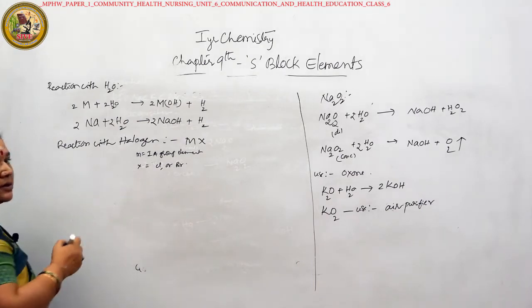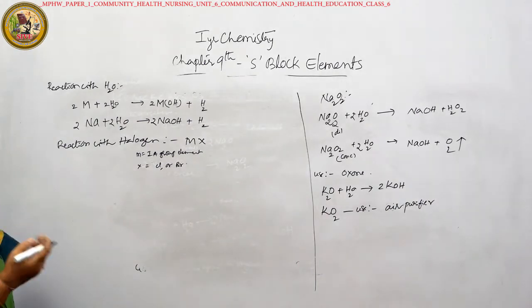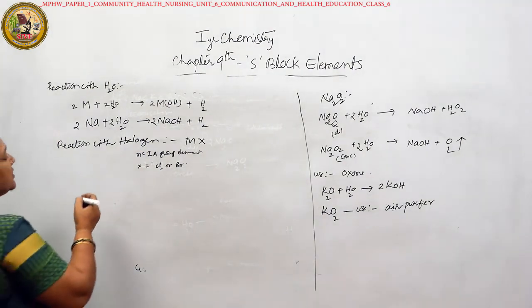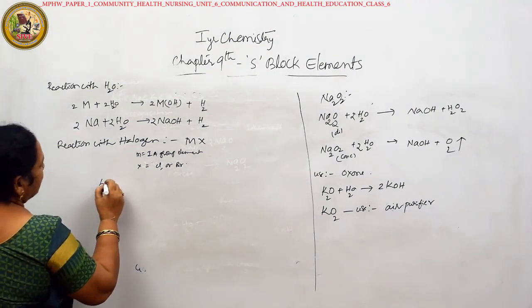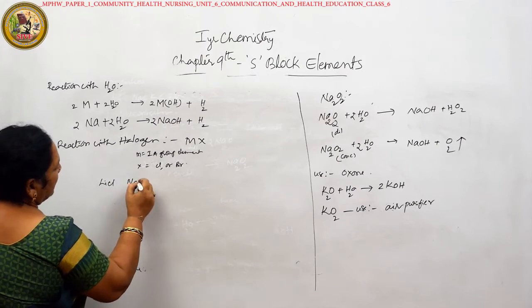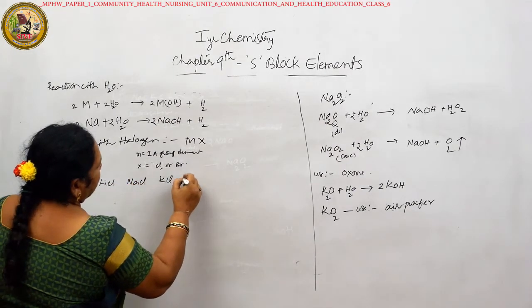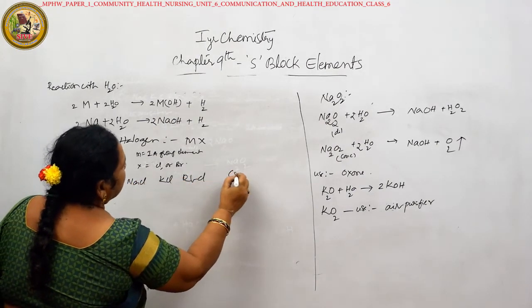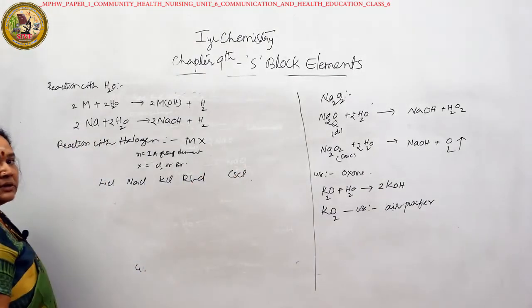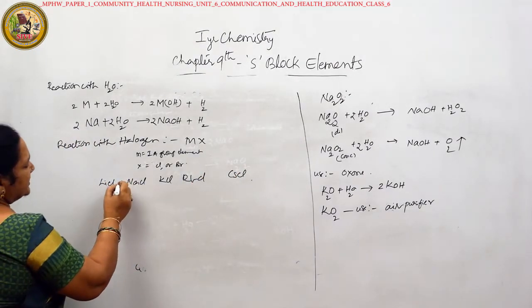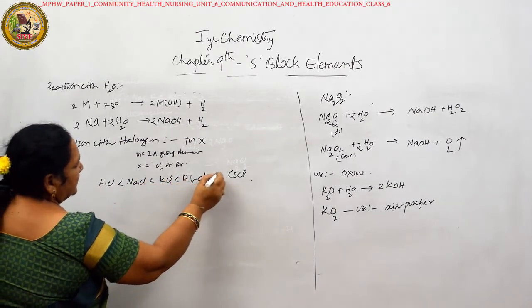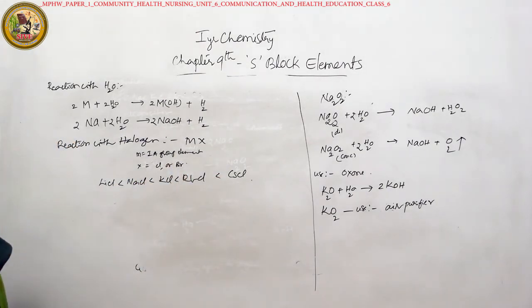And almost all of these are ionic in nature. Usually these alkali metals form ionic compounds. Lithium chloride, sodium chloride, potassium chloride, rubidium chloride and cesium chloride. Their ionic nature increases in this order.